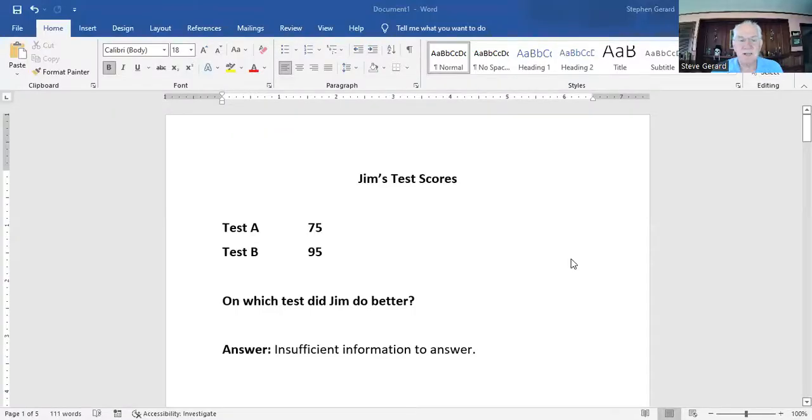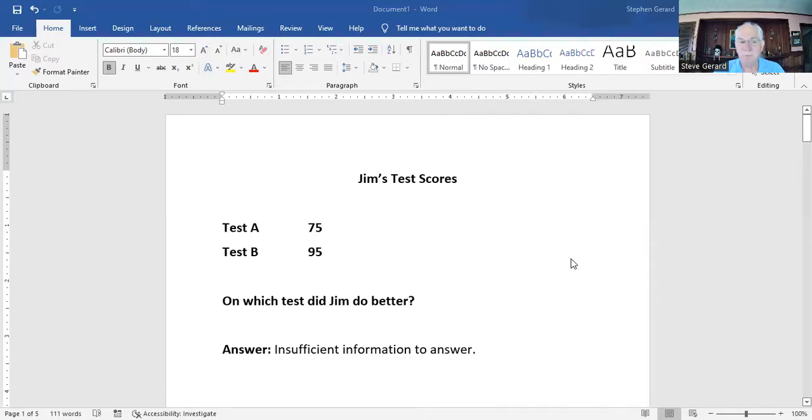Suppose we have a person named Jim, and Jim takes two tests. On test A, he gets a 75, and on test B, he gets a 95. On which test did Jim do better? The answer is, there's insufficient information to answer that question, because I don't know what better means.